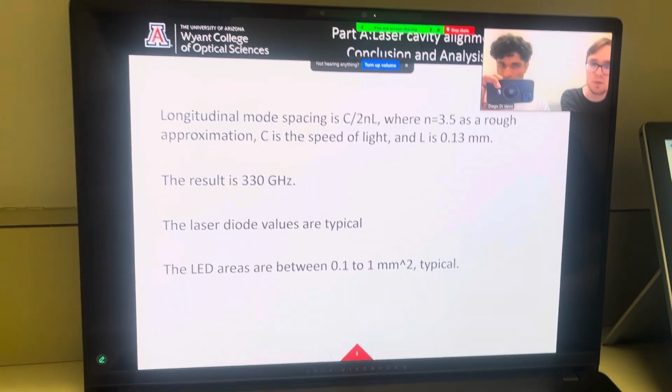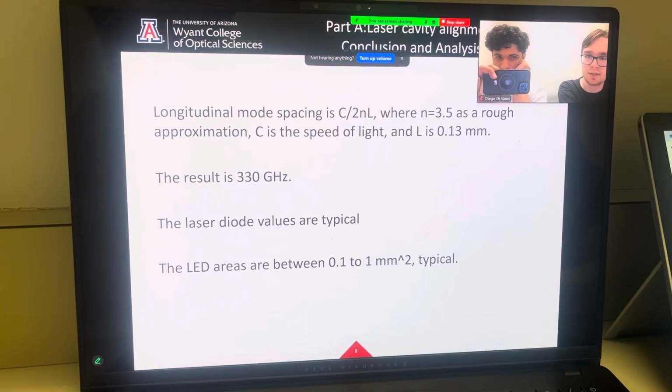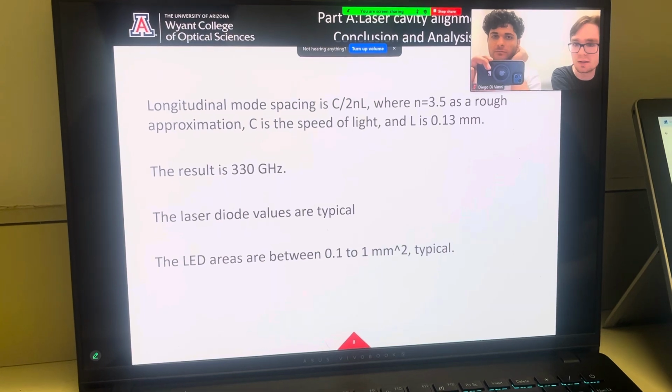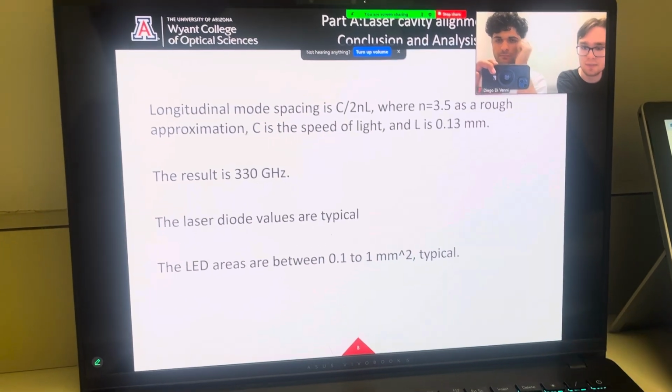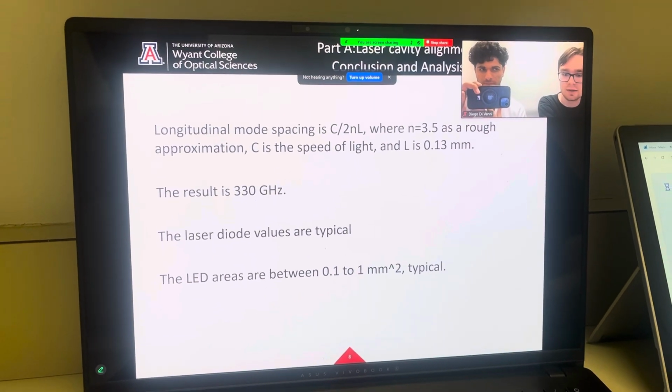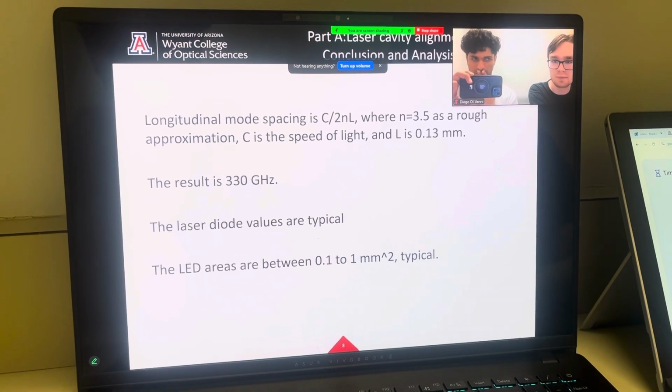We found the longitudinal mode spacing to be 330 gigahertz, which is typical for this laser setup. The laser cavity size and the LED areas were also typical and conformed with expected values.